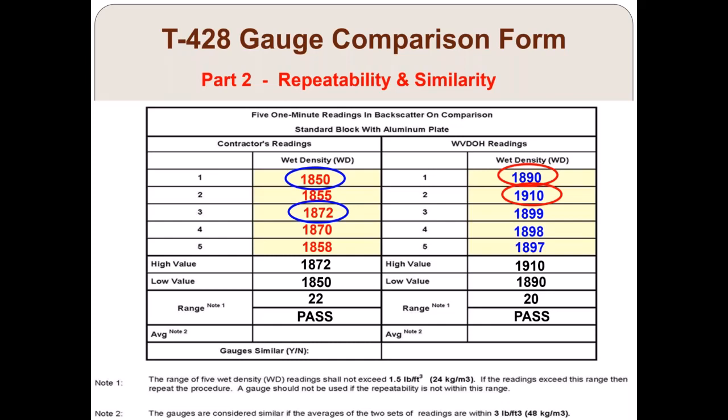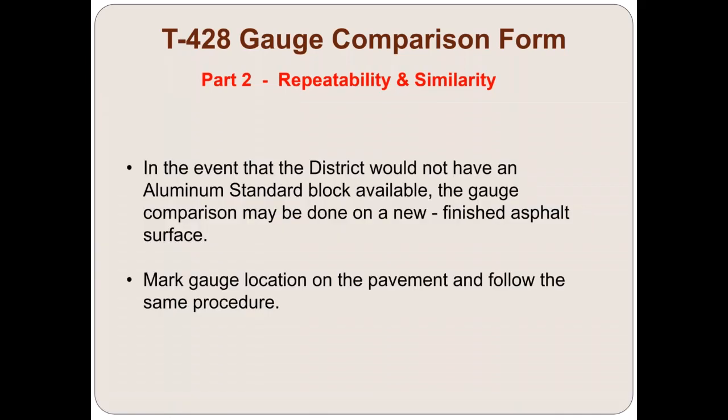Now to determine if they're similar, we'll average the 5 readings. The contractor had an 1861. DOH, we had an 1899. You're allowed a 48 kilogram difference. These had a 38 kilogram difference, so they are considered similar. So both gauges passed this.